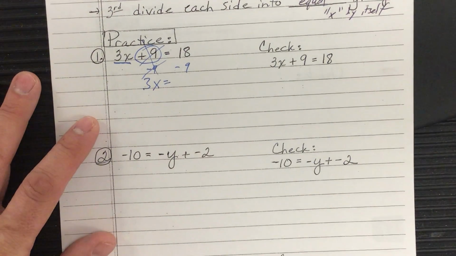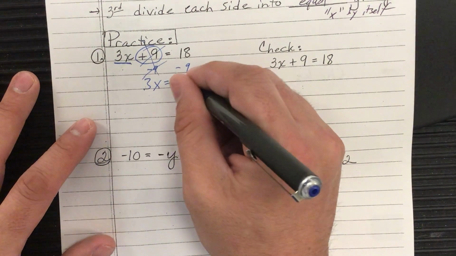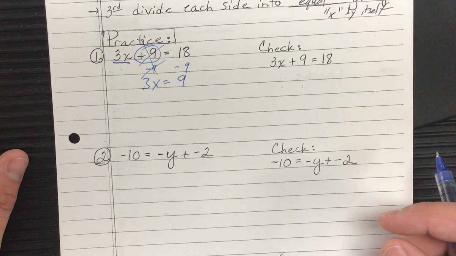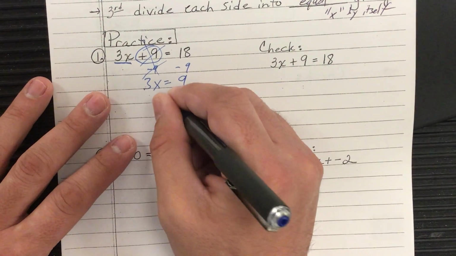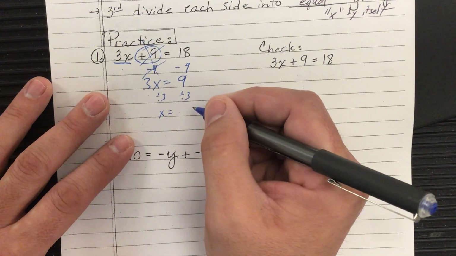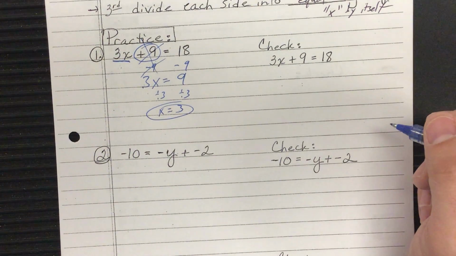18 minus 9? 9. And then you divide by what's in front of the variable. What's in front of the variable here? What's the coefficient? 3. So we divide by 3. 9 divided by 3? 3. Caleb, you got that?